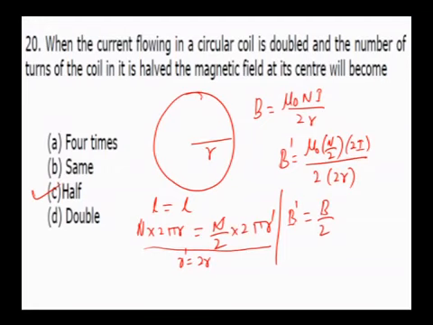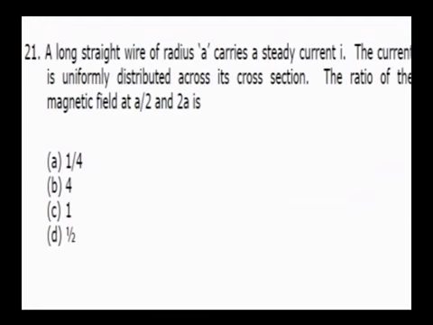Now, we will move to question number 21. Okay. 21, a long straight wire of radius A carries a steady current I. The current is uniformly distributed across its cross section. So, after reading the question only, we can say the size of the conductor is more. As I said in the synopsis, if size of the conductor is negligible, then magnetic field produced by the conductor at any point on its axis is 0. But if size of the conductor is not negligible, then magnetic field produced by the conductor at any point in its axis is not 0. Okay. So, you will use this concept. We are using the concept of Ampere's Circuital Law and we will solve this question.